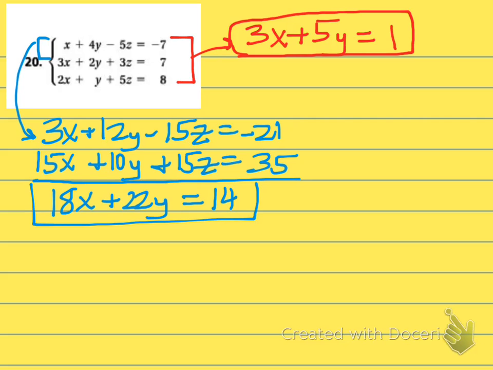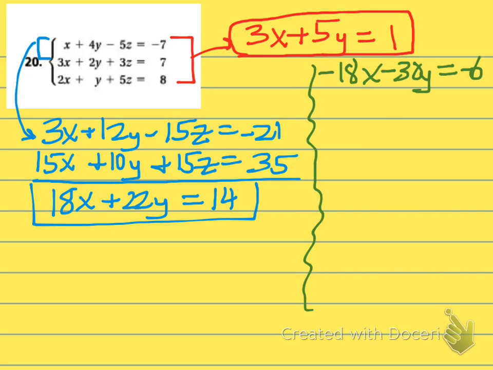I have gone from a system of 3 equations, 3 unknowns, down to a system of 2 equations, 2 unknowns. Now I need to work with the red and the blue and decide which variable to get rid of. So I'm going to get rid of x's. If I decide to multiply the red equation by negative 6, that'll give me negative 18x minus 30y equal to negative 6.